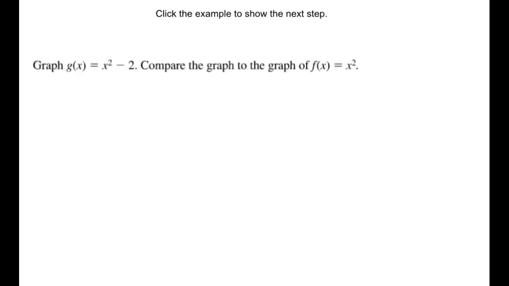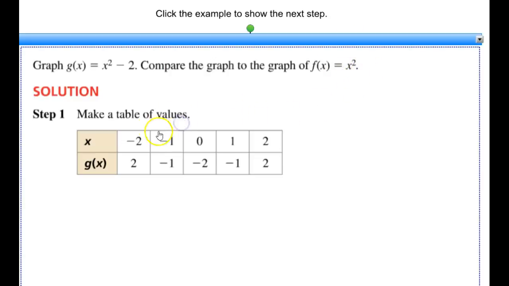So let's look at an example here. I have to graph g of x equals x squared minus 2, and then compare it to my parent function of f of x equals x squared. The first thing I want to do is come up with a table of values. And these are the x values I always want to deal with, especially because I know my vertex is going to have the x value of 0.